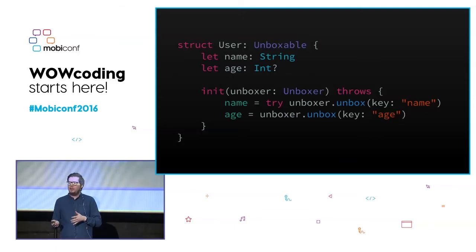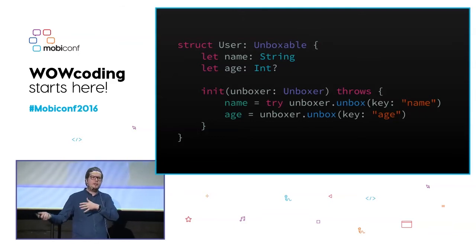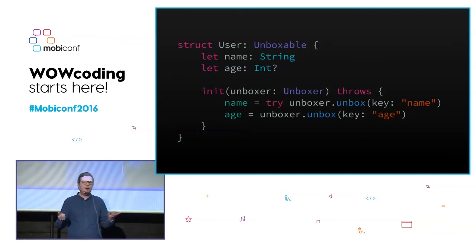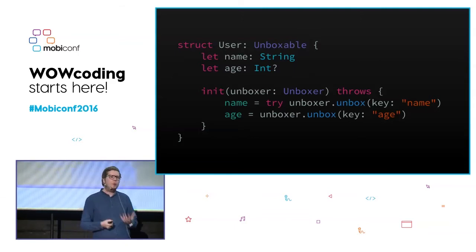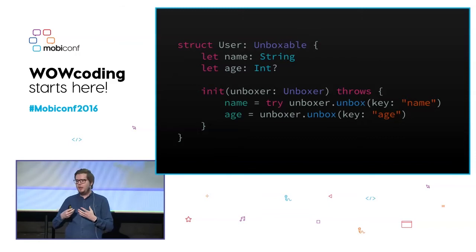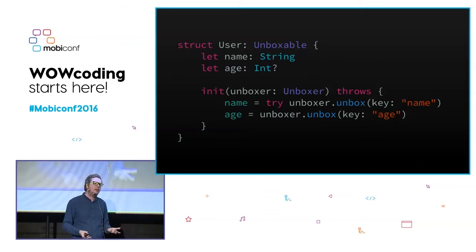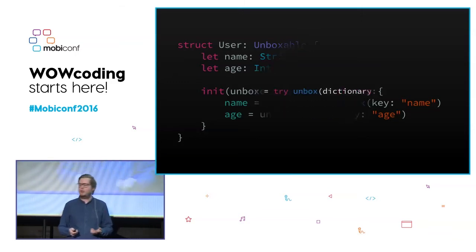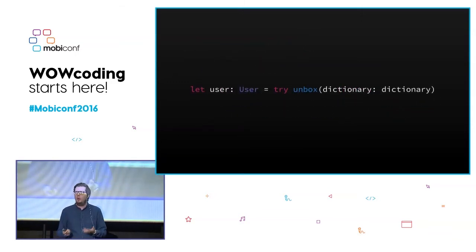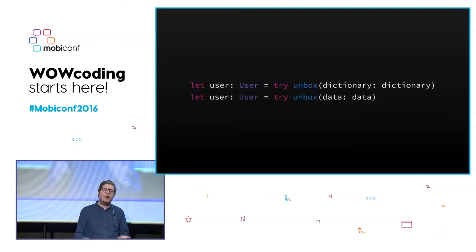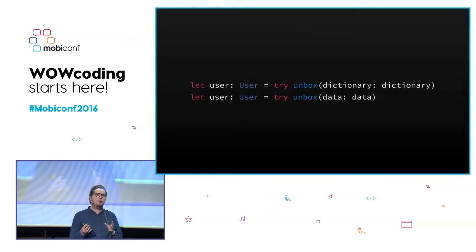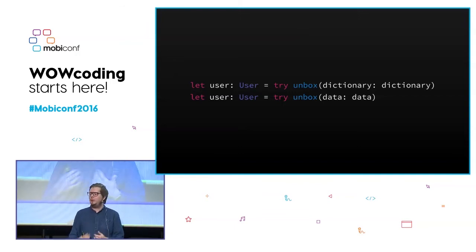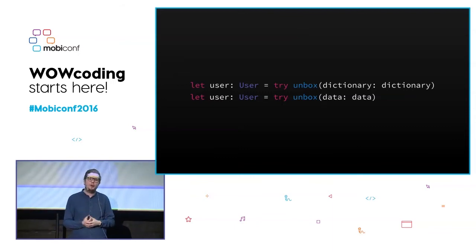So now that you see this initializer, you might be asking, okay, here's this unboxer. Where does that come from? How do I create that? Well, that's also pretty straightforward. I didn't want to require each model to have to create this object manually and manage its life cycle, etc. Instead, there's a top-level unbox function that you call and give your dictionary or your data. You can also give it an array, etc. And you just call it, and that will create this unboxer under the hood. It will call your initializer, and it will return your model or throw an error.